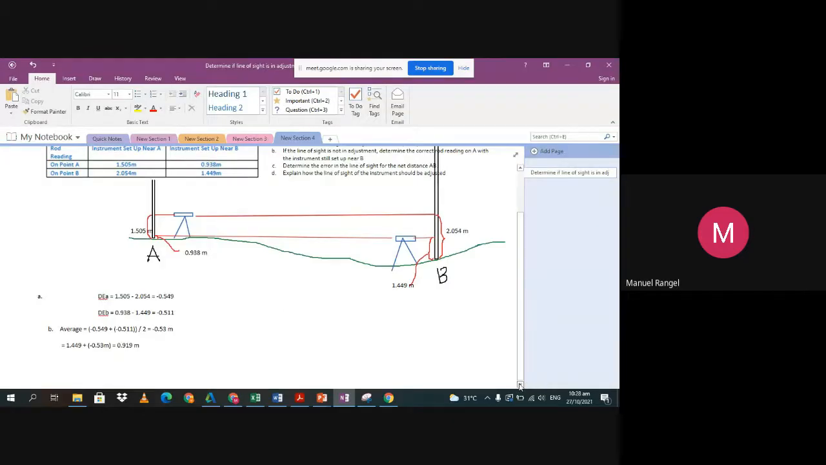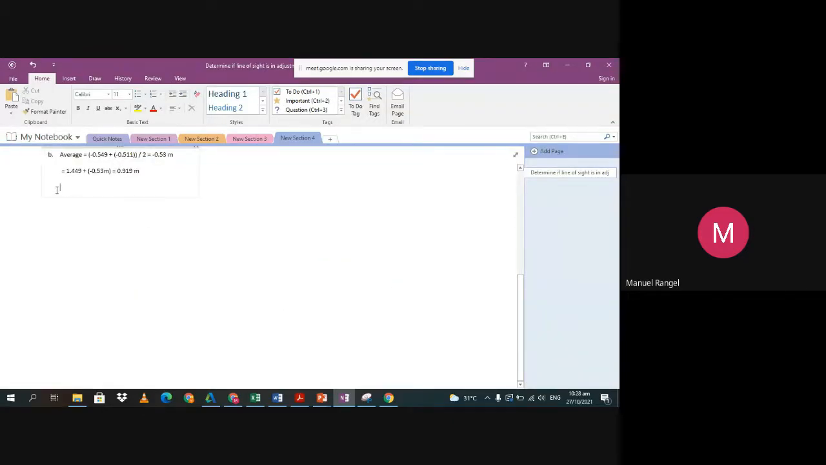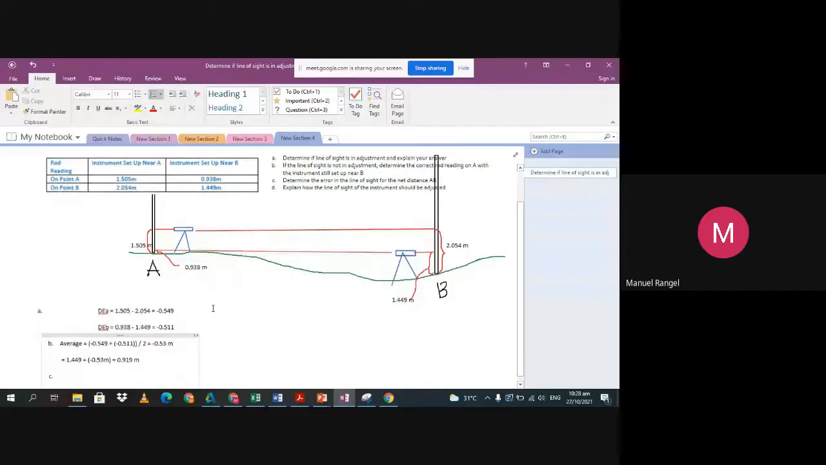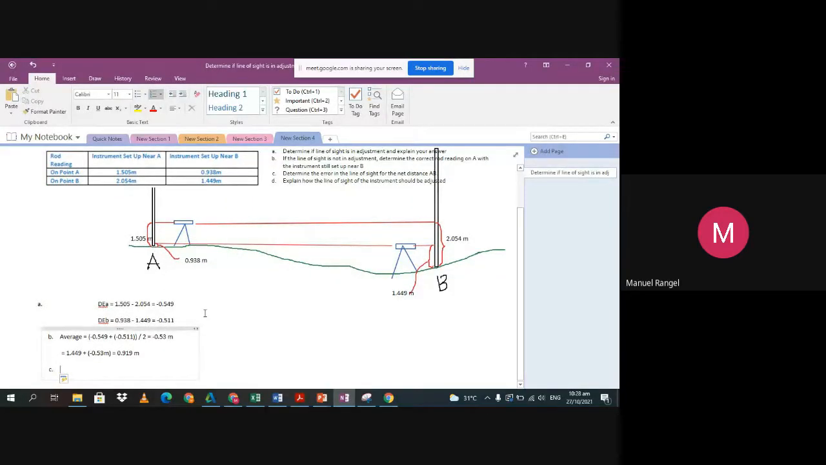So the net error is equal to, wait lang, 0.938 minus 0.919. So the error is 0.019 meters. So that is the error in the line of sight. Okay.